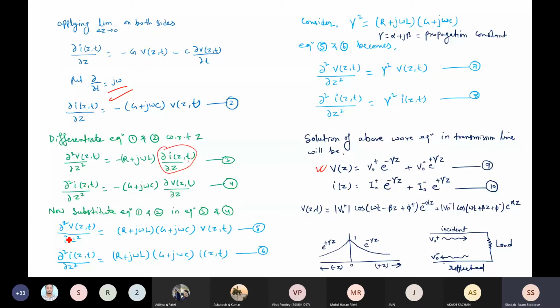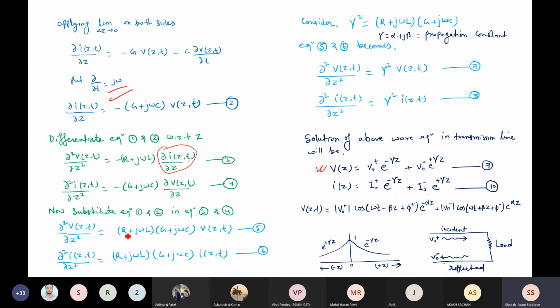So if you take double differentiation in the space domain of the voltage equation, you will get the voltage equation only. And if you double differentiate the current in the space domain, you'll get the current equation on this side.